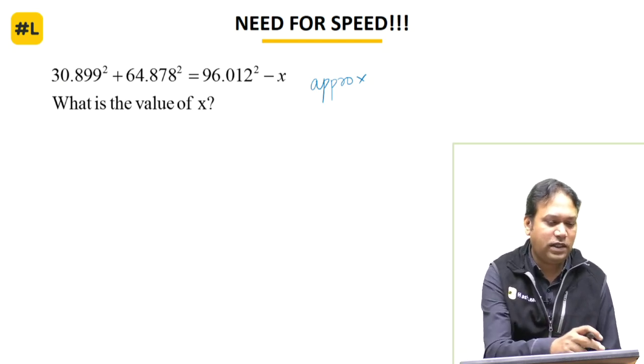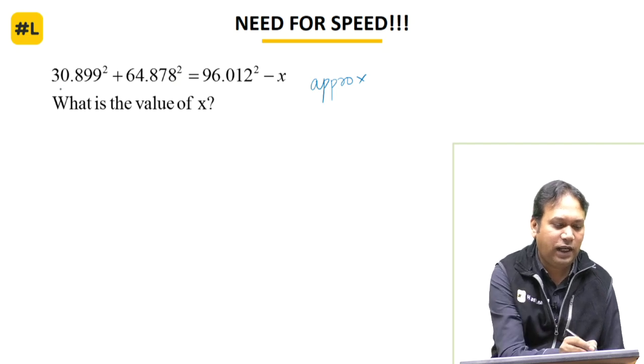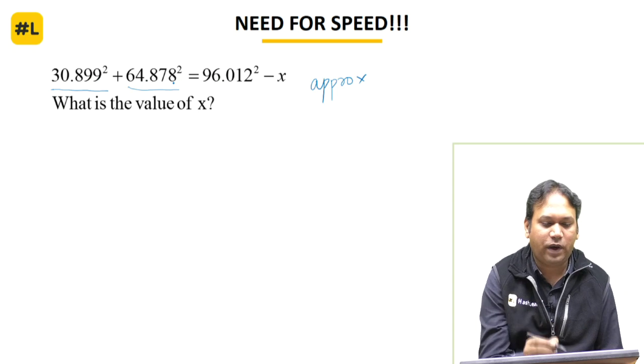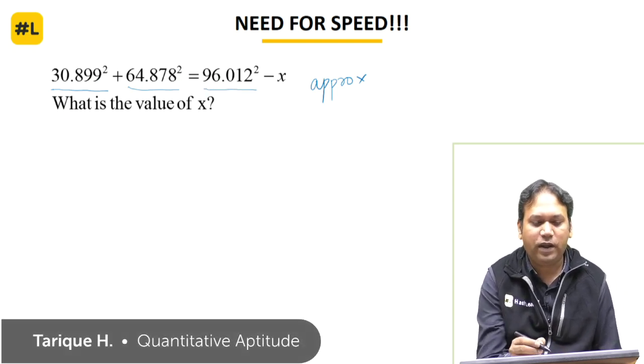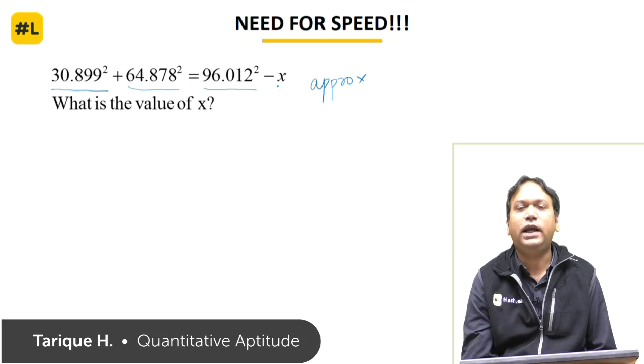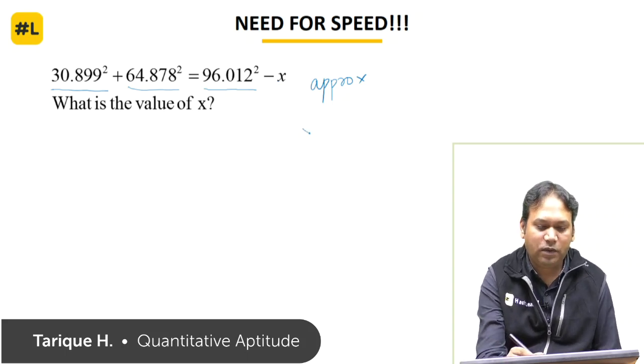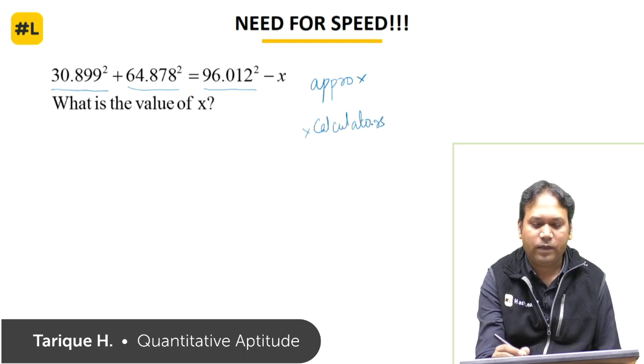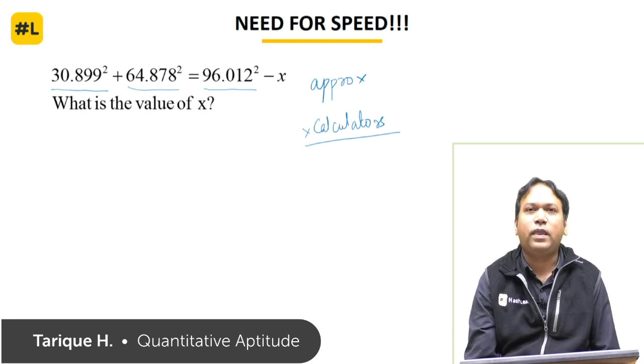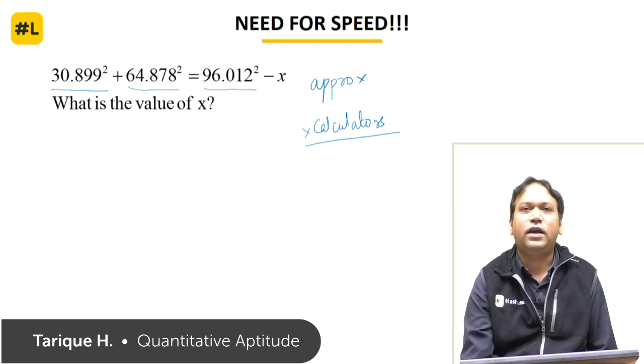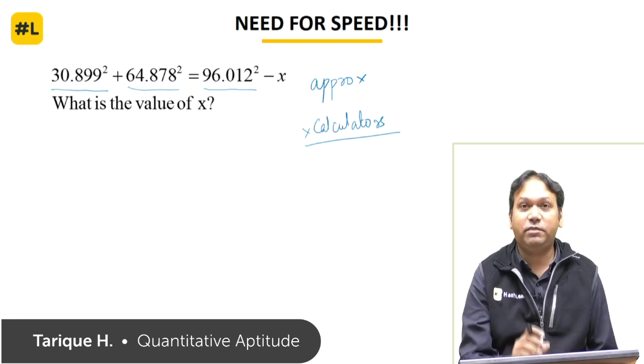So if you look at this question, 30.899 square plus 64.878 square is equal to 96.012 square minus 6. Now understand that in the examination we do not have calculators, so this is ruled out, no calculators. Without a calculator, can you solve this question in 30 seconds? That is the main thing.